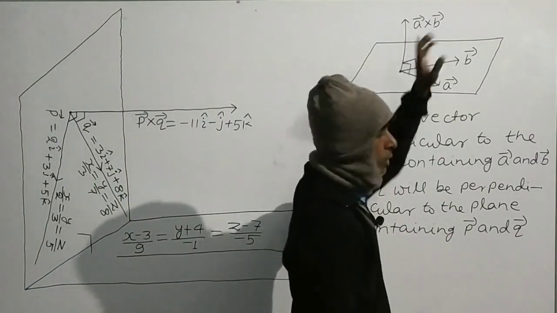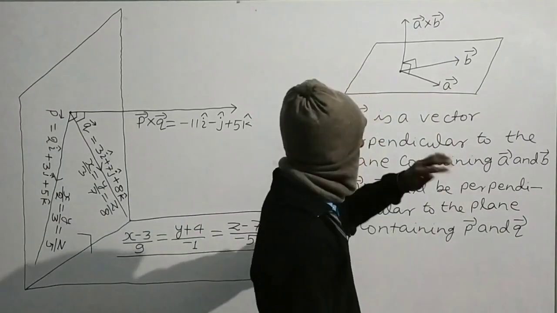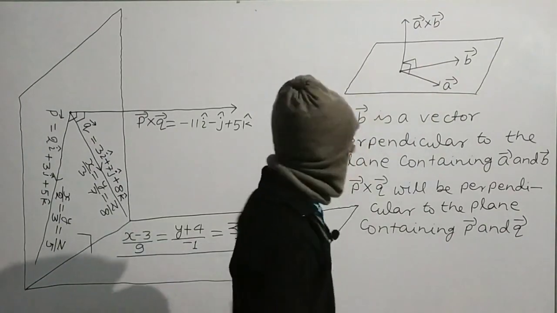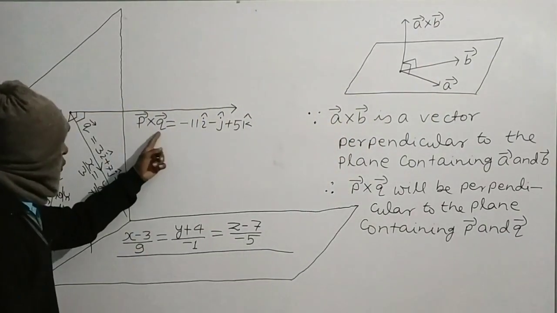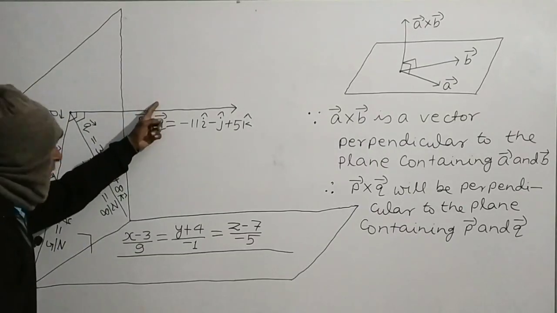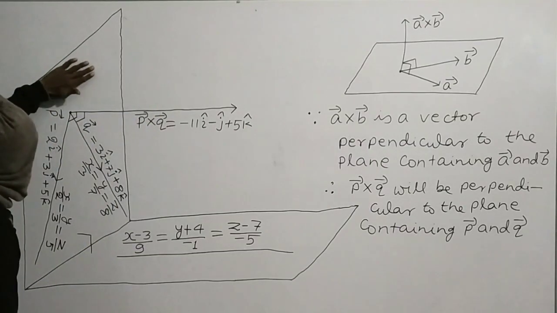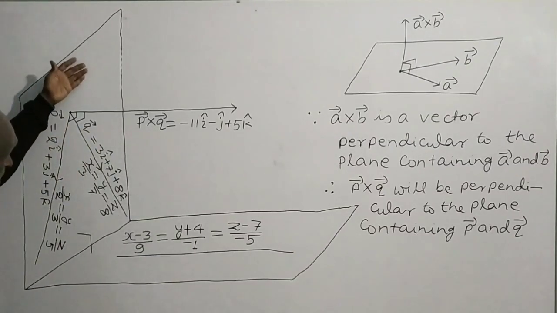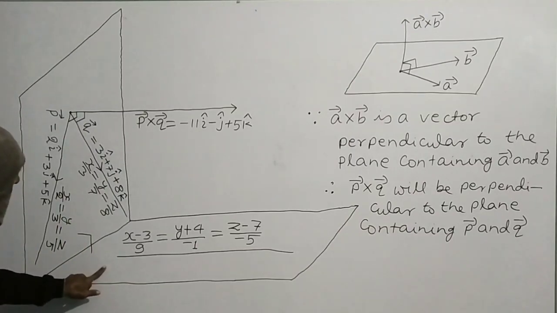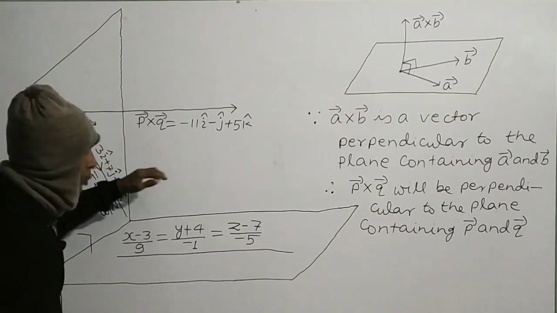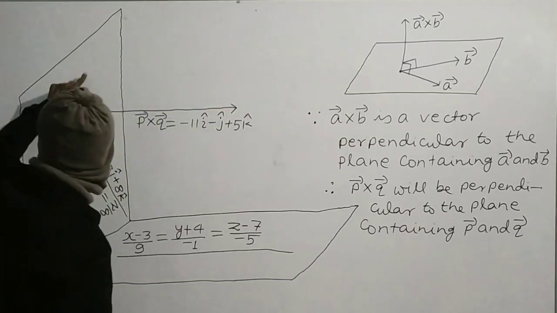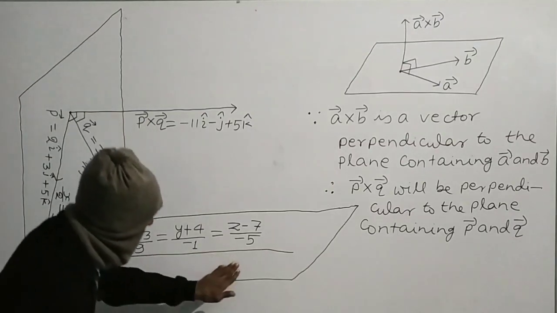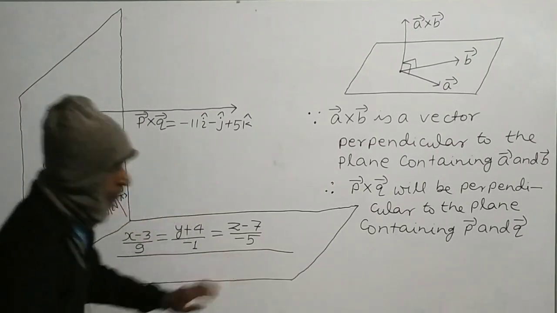Since A cross B is a vector perpendicular to the plane containing the vectors A and B, therefore P cross Q will be a vector perpendicular to the plane containing the vectors P and Q. Since this plane is perpendicular to this plane and this vector P cross Q is perpendicular to this plane, that means this vector P cross Q will be parallel to this plane.